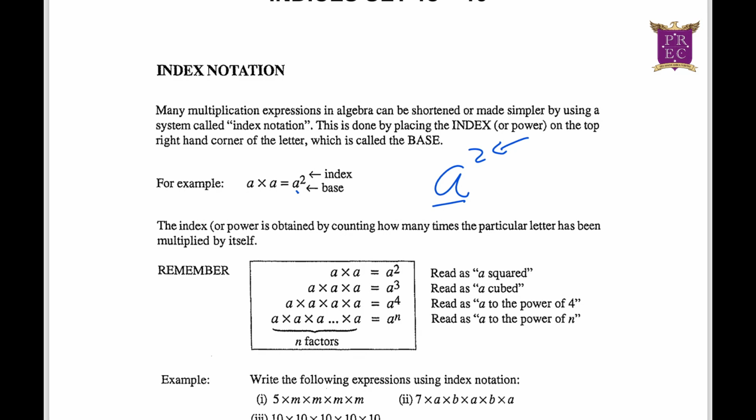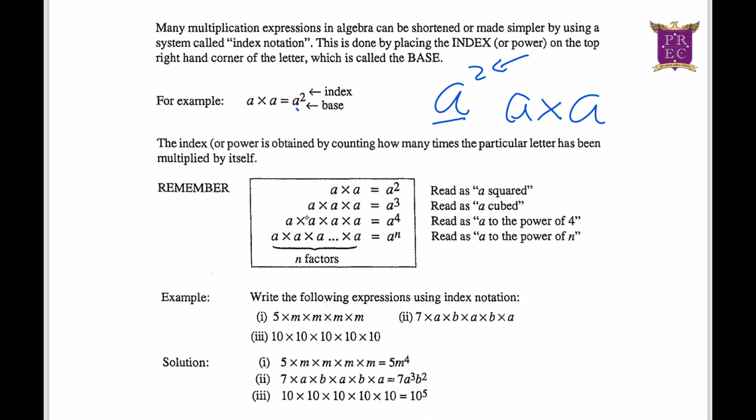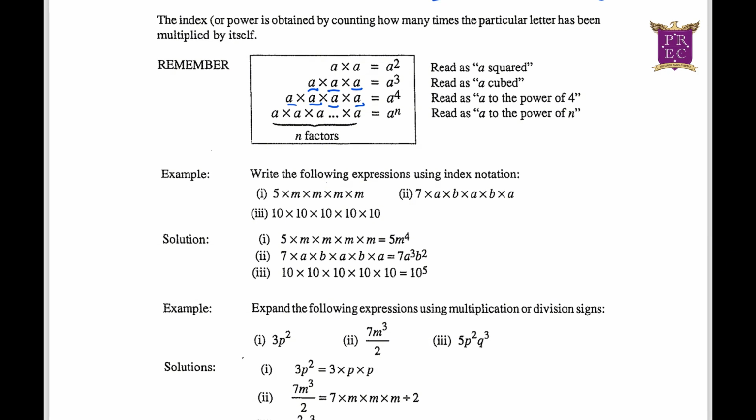So if we have a squared, that means we have a multiplied by itself twice, so a times a. If we have a cubed, that's a multiplied by itself 3 times. And if we have a to the power of 4, that's a multiplied by itself 4 times, and so on and so forth. Looking at a few examples, here we have 5 and 1, 2, 3, 4 m's.